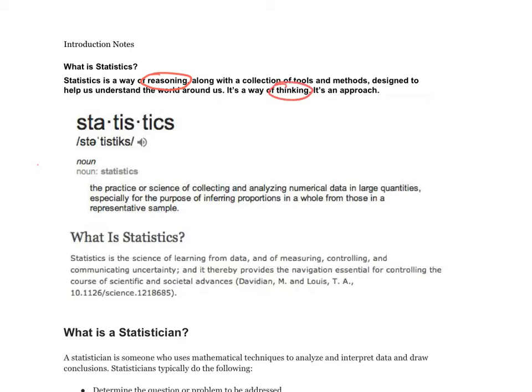That's one definition. Here's another one. Statistics is the practice or science of collecting and analyzing numerical data in large quantities, especially for the purpose of inferring proportions in a whole from those in a representative sample. Now, a couple things I want to highlight out of this definition. Statistics is a science. You're learning about it as a math course, but statistics is actually a science, and it involves collecting data, analyzing data, and then drawing inferences.